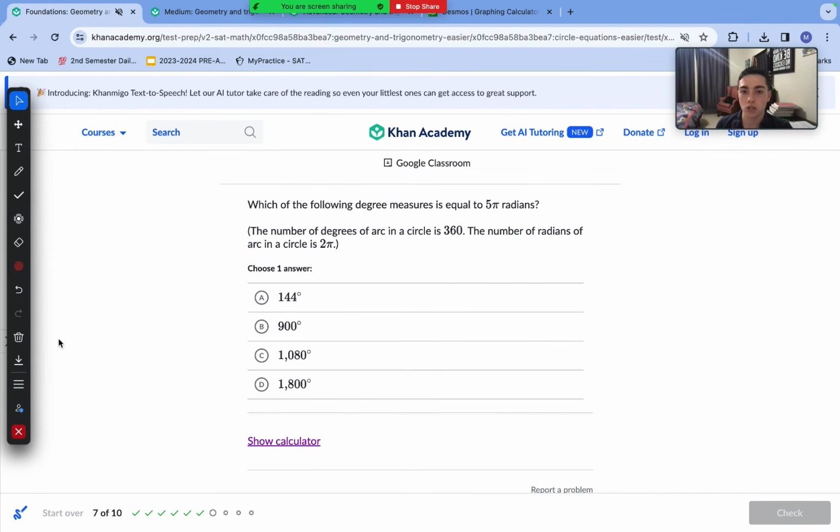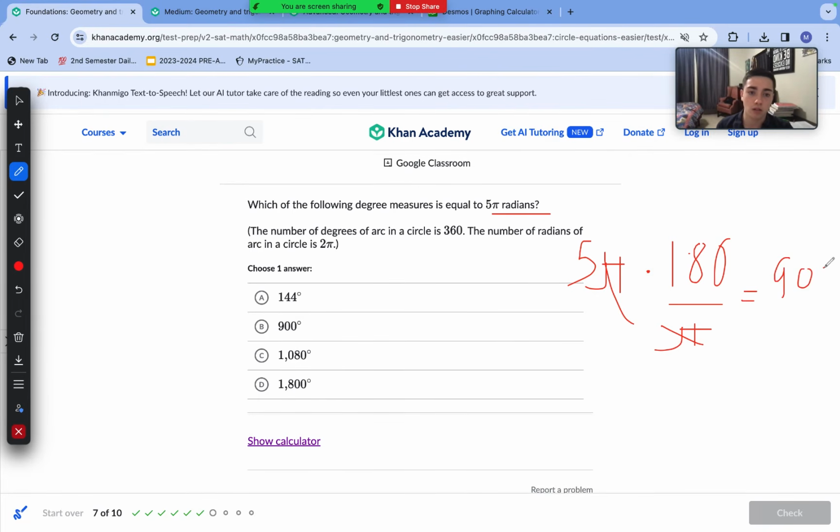Okay, another conversion here. This time we are converting radians to degrees. Once again, we can use the conversion factor 360 over 2 pi or 180 over pi. Both work. So we have 5 pi. And this time, instead of setting up a proportion, we can just multiply by 180 over pi. The pi is going to cancel out, and then we are just left with 5 times 180, which is equal to 900. So that means that 5 pi radians in degrees is 900 degrees.